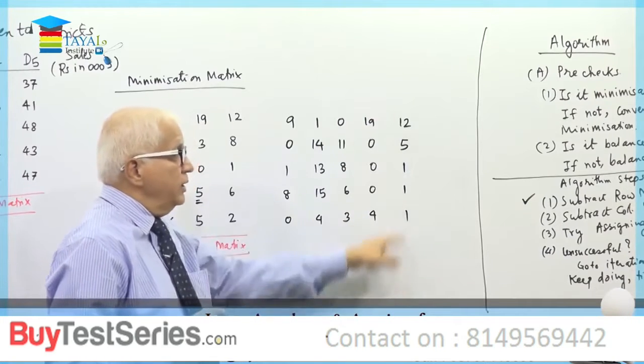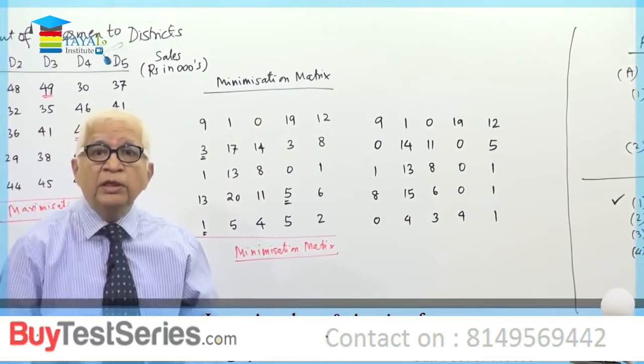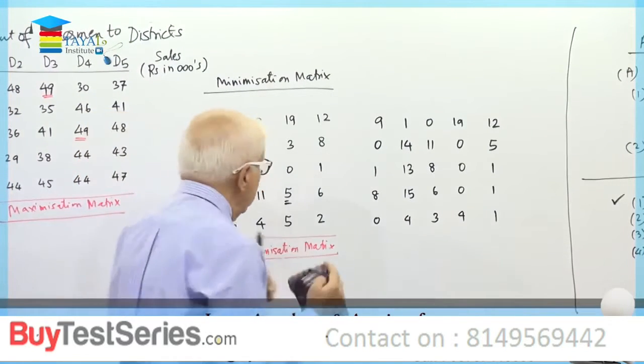And in the fifth column, there is no 0. The minimum number is 1. I'll have to subtract 1 from all numbers of the fifth column, which we'll do now. So I get the new matrix.